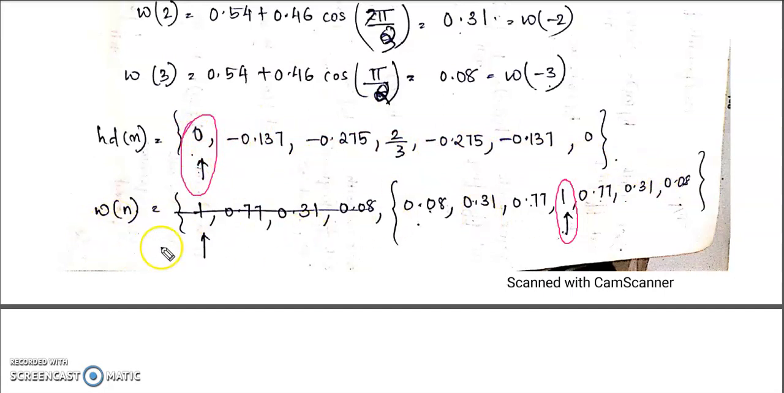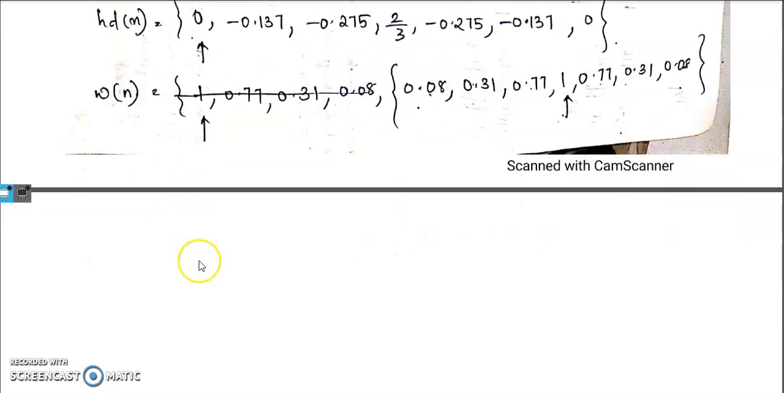But when we compute W of n, the index values will be from -3 to 3. So we have non-zero values on the negative half, so it is a non-causal signal. We want to convert it into a causal signal, because HD of n is causal and starts at the origin, but here the starting index is -3. We want to convert it to 0, that is the origin. So we want to make it causal. For that we shift this W of n by 3 samples, and you will get an answer like this one.